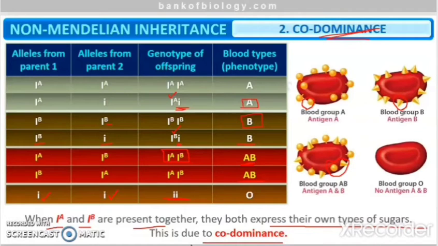How many phenotypes are possible? Only 4 phenotypes are possible. It can be A blood group, B blood group, AB blood group or O blood group. So, clear with this codominance, children?